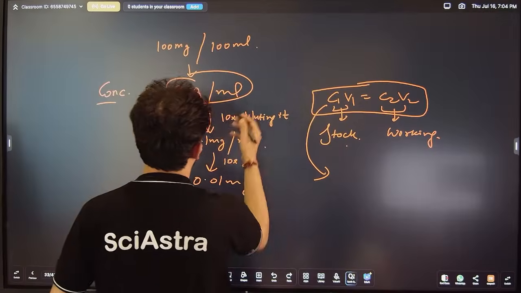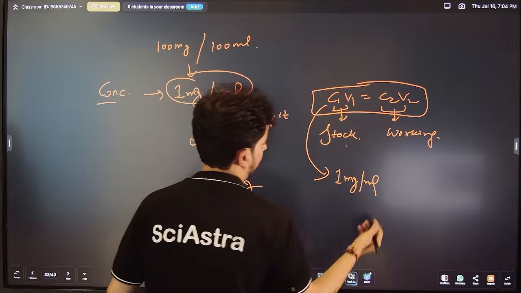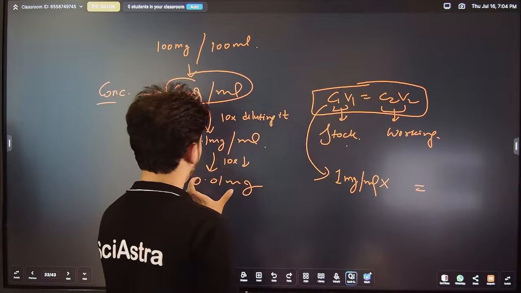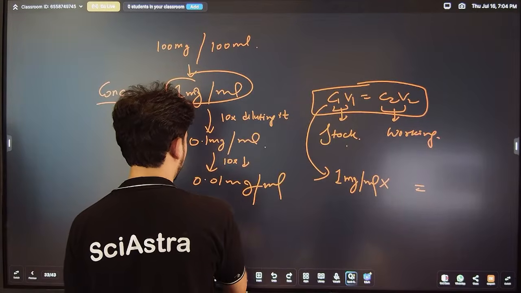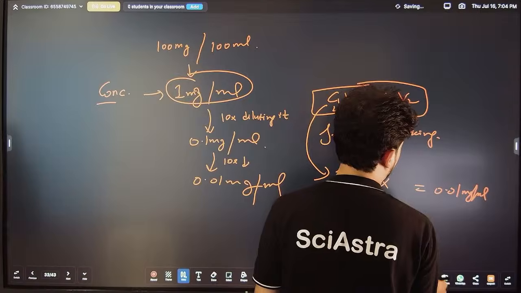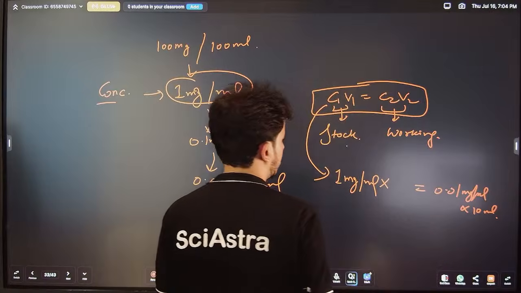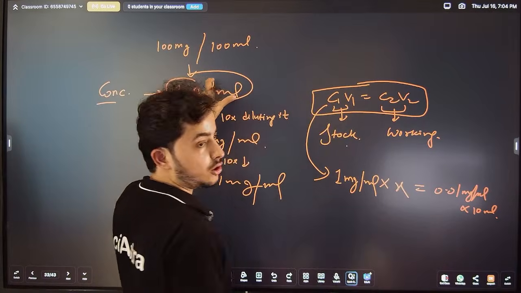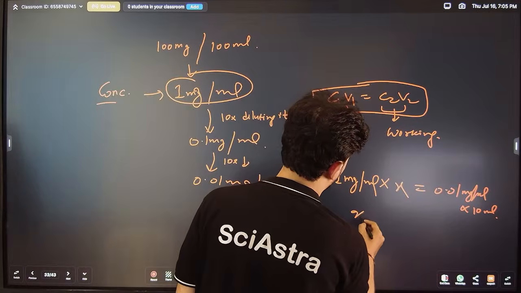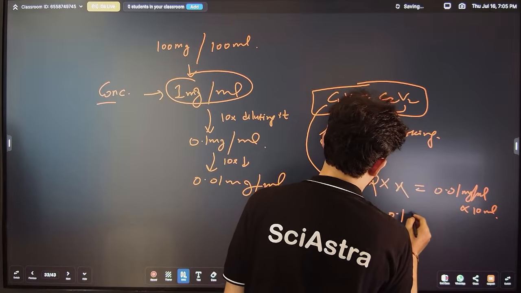Then let's say in place of C1 you are putting 1 mg per ml, and you need to know how much of this is required to make this concentration, that is 0.01 mg per ml. And let's say we want to make 10 mls of it. So how much volume of the stock is required, in which you will add water? That is how you calculate it: x is equal to 0.01 into 10, that is 0.1.